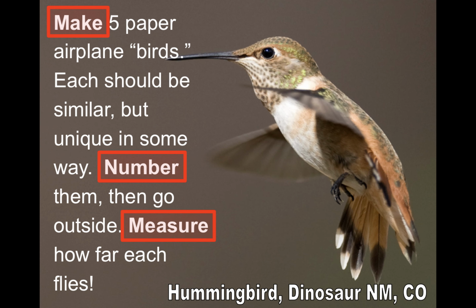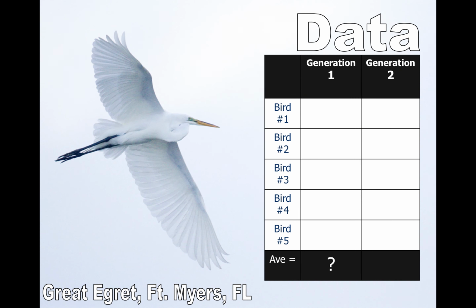But that is the goal, and you will find an attachment in today's lesson that looks like this. So for this first step, procedure 1, so to speak, you're going to put the flight distance that each bird flew. Remember, they're labeled 1 through 5, and I do need you to calculate the average when you're all done.